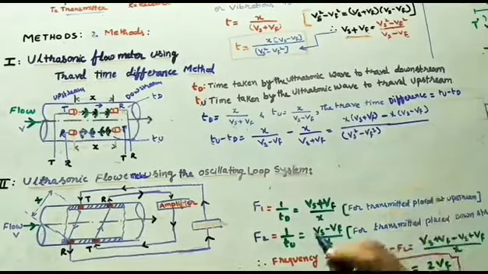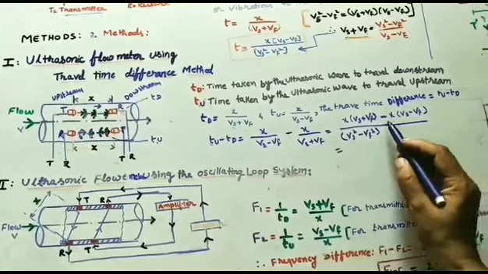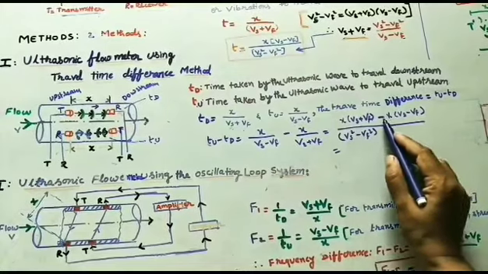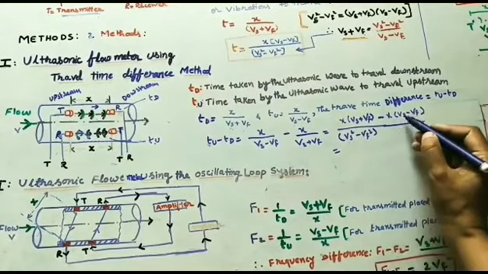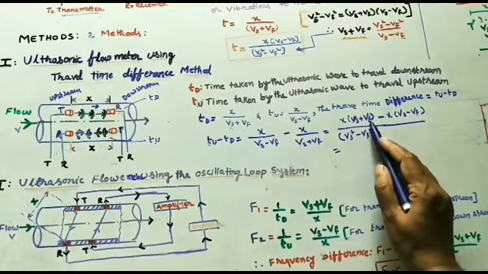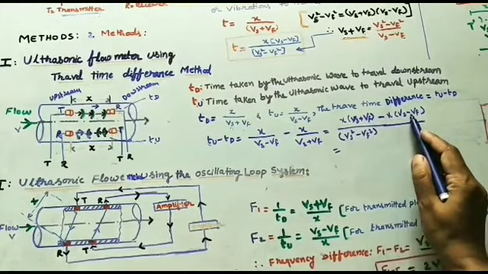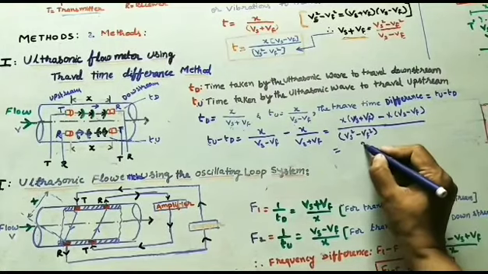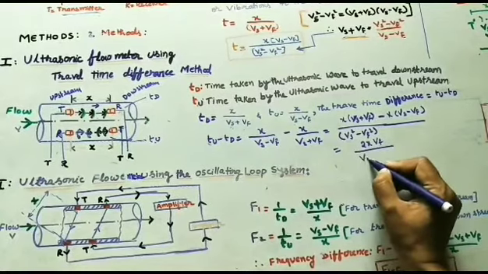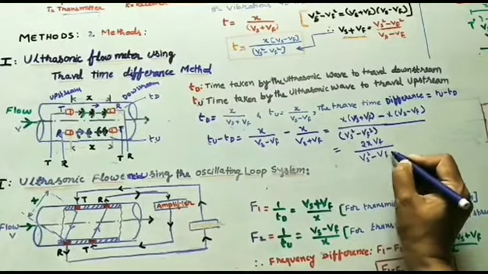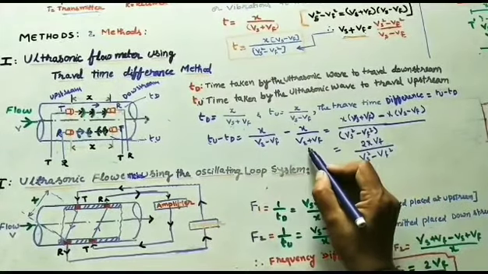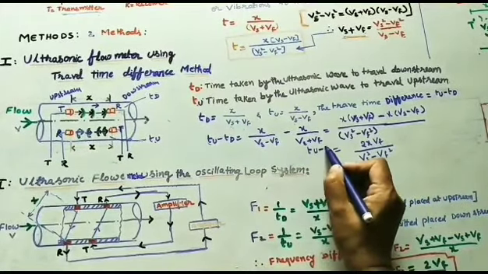Okay, now calculate this. Which terms will be cancelled? x Vs and minus x Vs will be cancelled, this term and this term. Remaining is x Vf, minus of minus means plus x Vf, so 2x Vf by Vs square minus Vf square. Got it? So this is the final time difference, Tu minus Td.